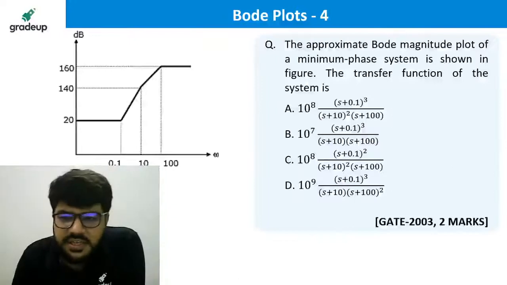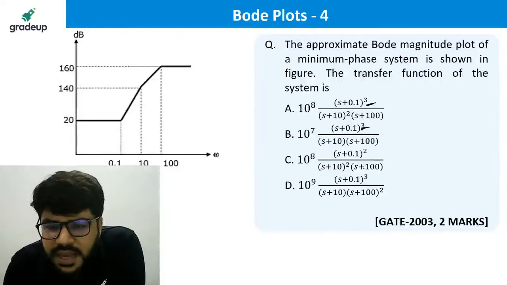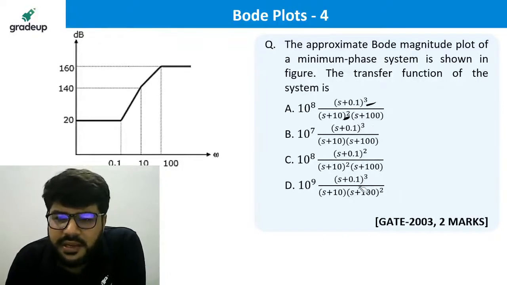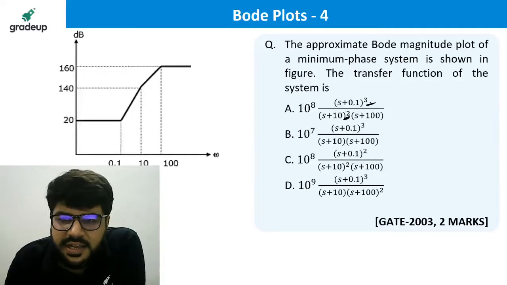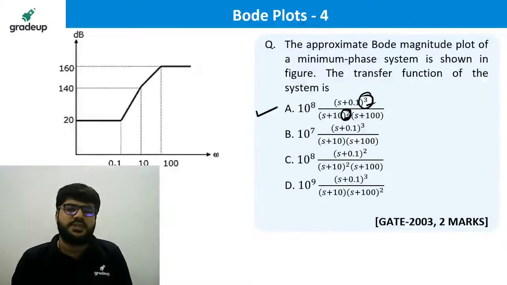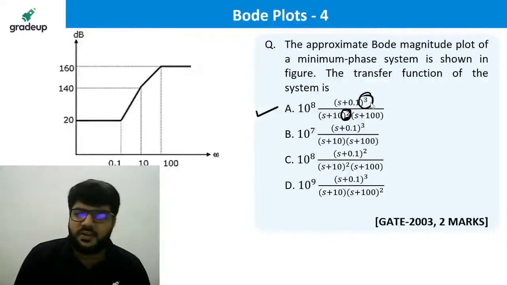See, (s plus 0.1) whole cube is in options A, B and D. Then (s plus 10) whole square is only in option A, so options C and D are cancelled. (s plus 0.1) whole cube and (s plus 10) whole square are available only in option A. So that arrangement is not required, just by looking at the order.